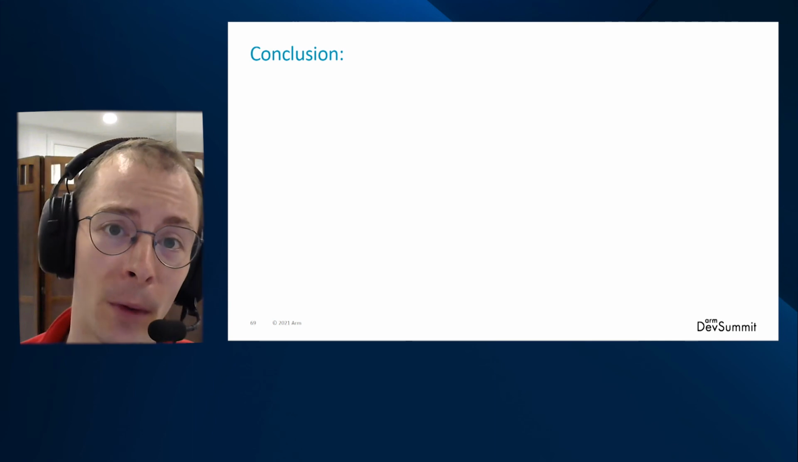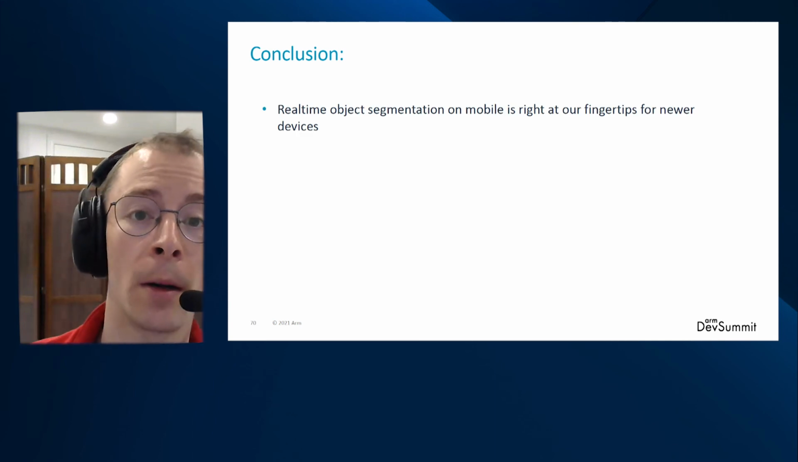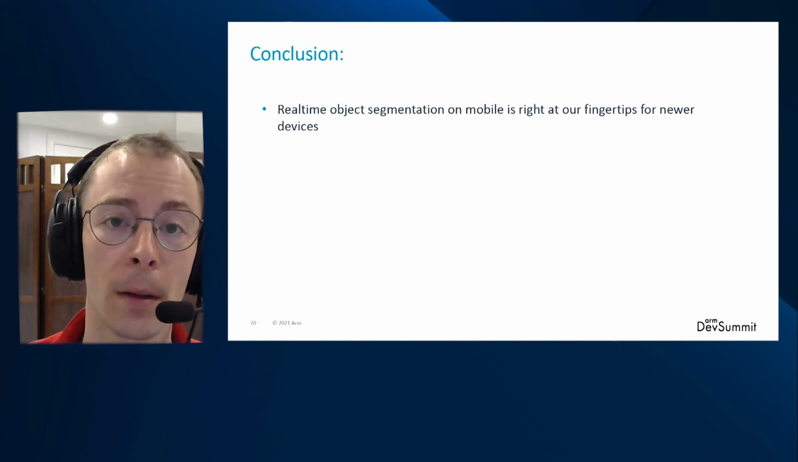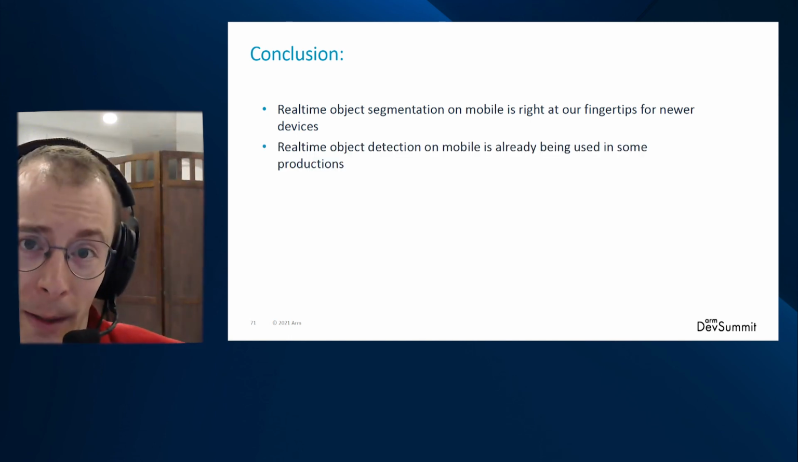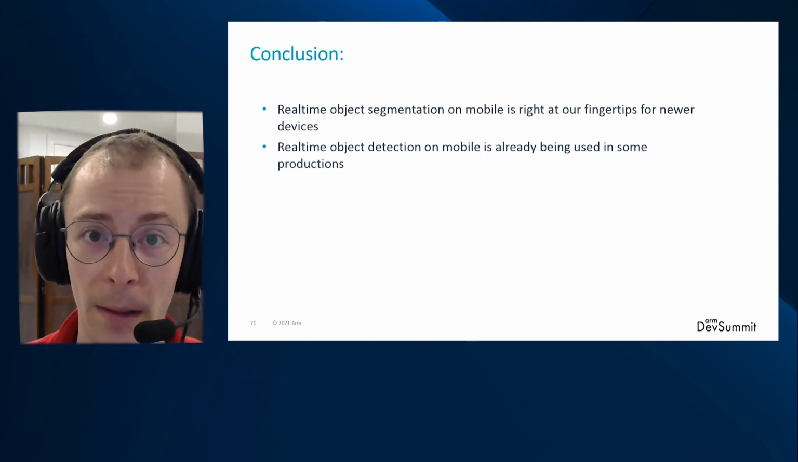All right, so the cool thing with all those optimizations we've just gone through is that real-time object segmentation on mobile is really right at our fingertips on newer devices. Real-time object detection on mobile is already being used in a lot of production, so that's really exciting.